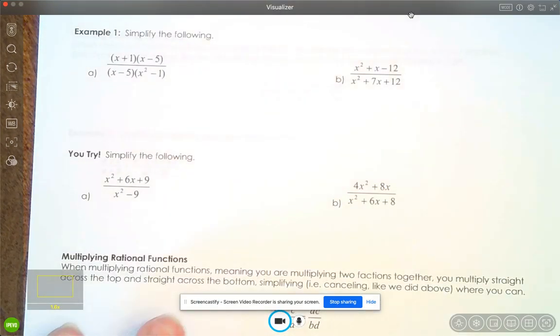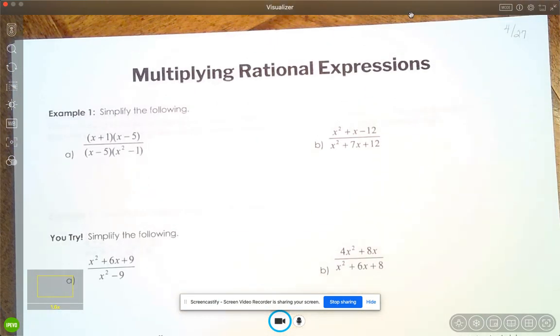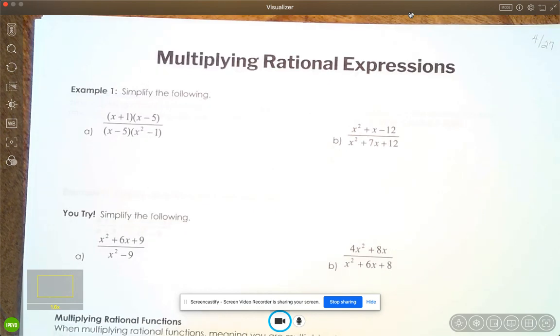Good morning. Today we are going to start a completely new unit. We're going to talk about rational expressions. This video today is about multiplying rational expressions, and the video will also go along with tomorrow's, which is dividing rational expressions. So you'll be able to use this video for both today and tomorrow's assignment. All right, so let's get started.